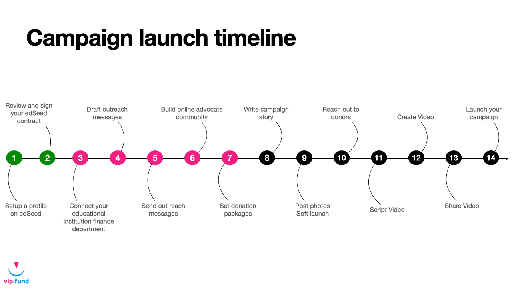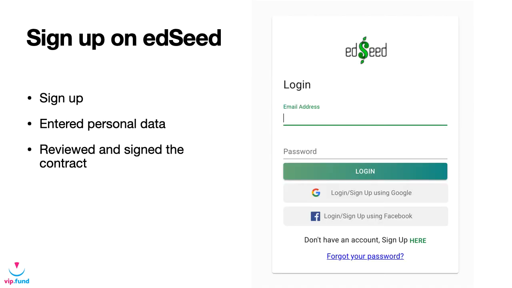There are 14 steps to launching your campaign. We assume that you've covered step 1 and 2 in another video. Today we'll focus on steps 3 to 7. By now you should have signed up to edSeed, entered your personal data, and reviewed and signed the edSeed contract.